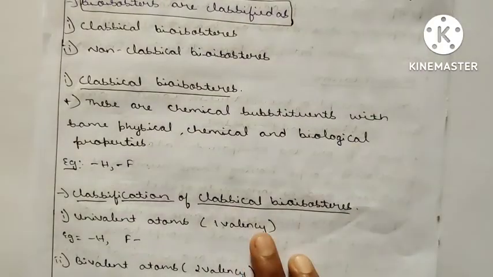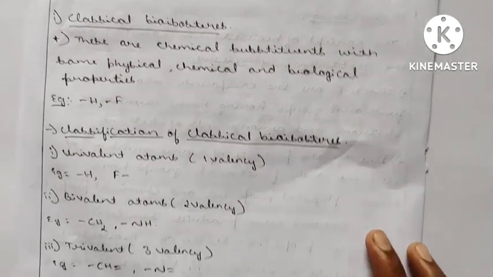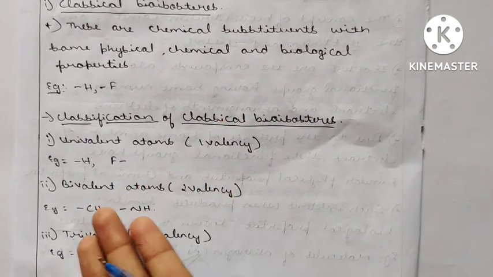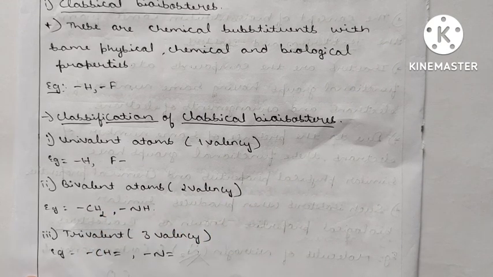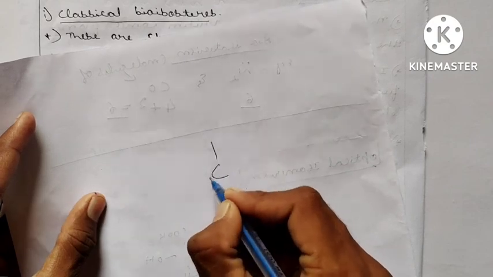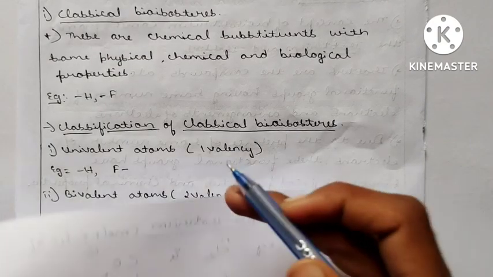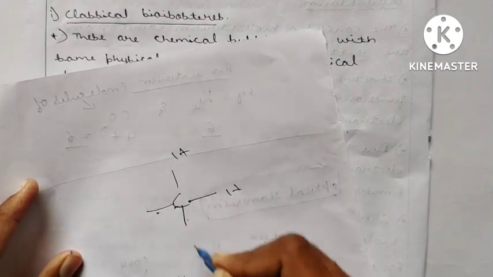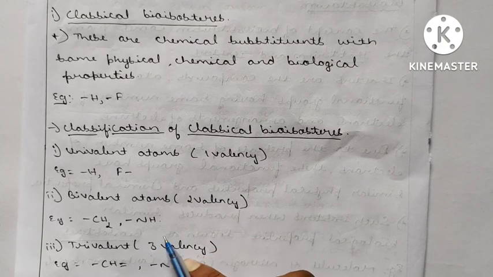Then classical bioisosters are again classified as univalent, bivalent and trivalent. Simple. Univalent means having valency 1: hydrogen and fluorine. Bivalent means 2 valency: CH2 and NH. How is this? Understand this concept. Carbon has 4 valency: 1, 2, 3, 4. Now 2 hydrogens are acquired by this carbon, one is H, another one. How many remain? 2 valency. This is bivalent.